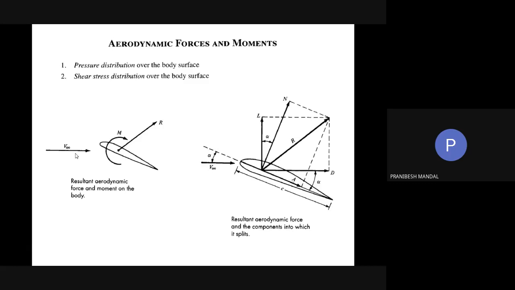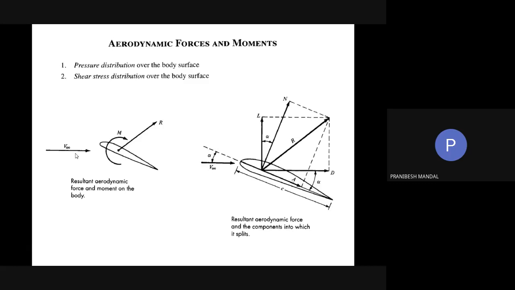There is a possibility that we have it along the chord line and perpendicular to the chord line. Those are denoted as A and N, axial force and normal force. Along the chord line, it is axial force. Perpendicular to the chord line, it is normal force. Some guys say that as the body is not moving along the chord line, it is not really necessary to resolve this resultant force in N and A directions.